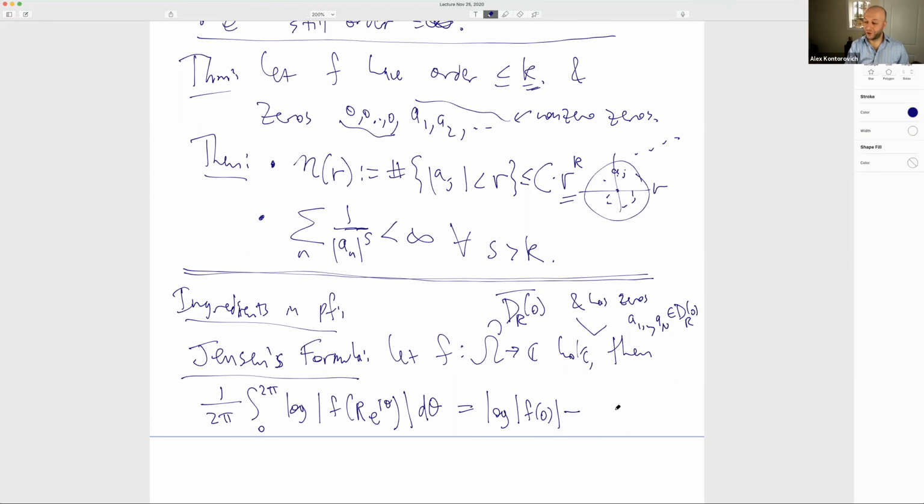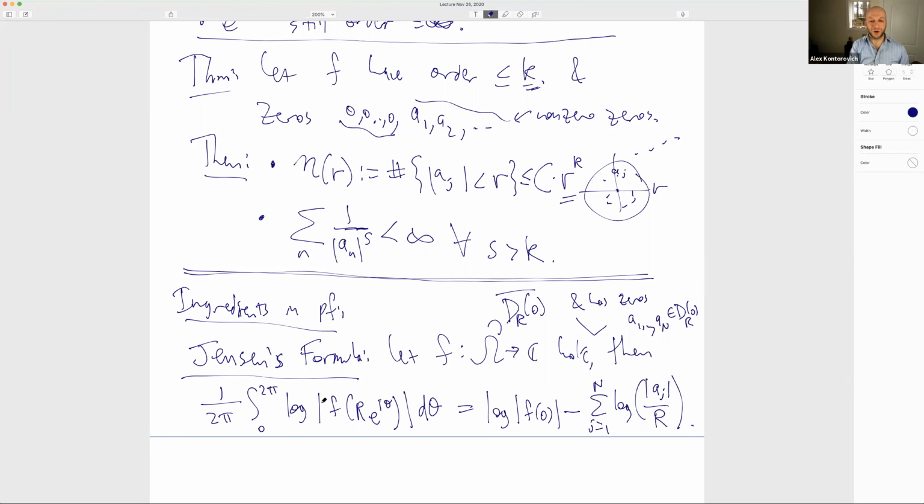So then I have this term, minus the sum as j goes from 1 to n of log of the absolute values of the a_j over r. That is what I claim. That's Jensen's formula. So this is how much we're off by.